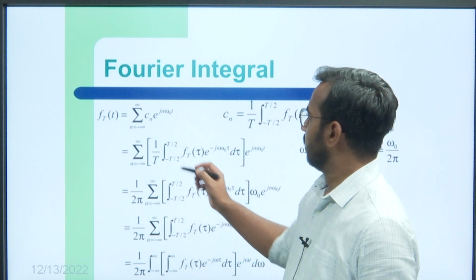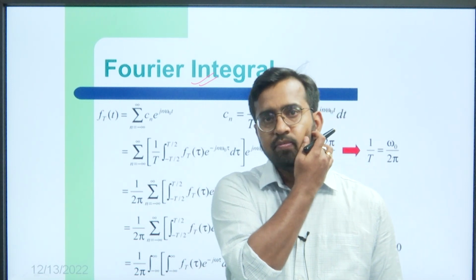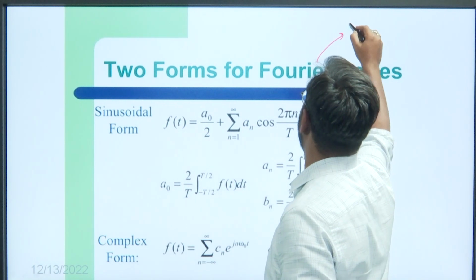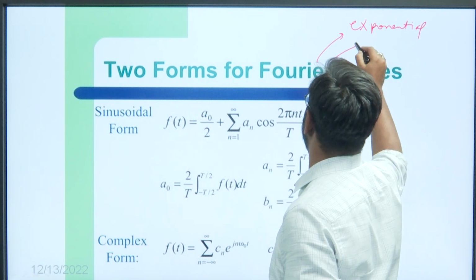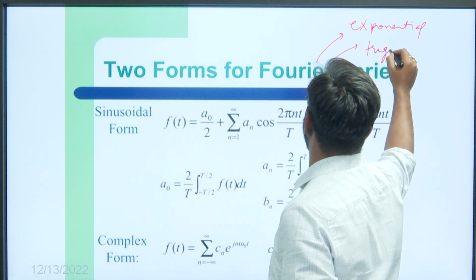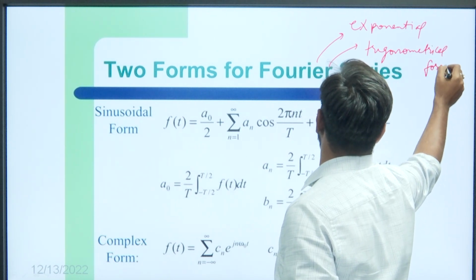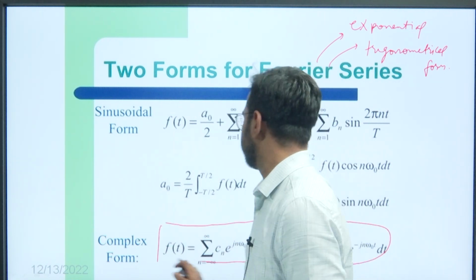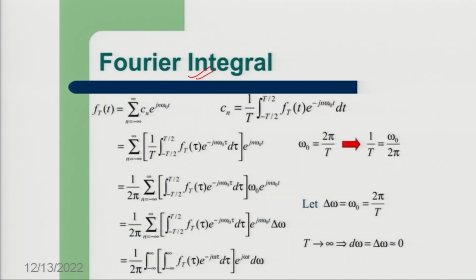So basically, when we are going for the Fourier transform, there were two forms of Fourier series: one was the exponential form and another was the trigonometrical form. So this is the complex form, or you can say the exponential form. We are modifying this complex form so that we can get the Fourier transform.